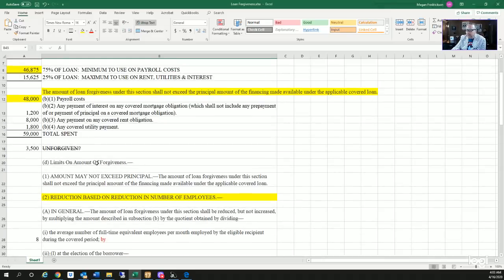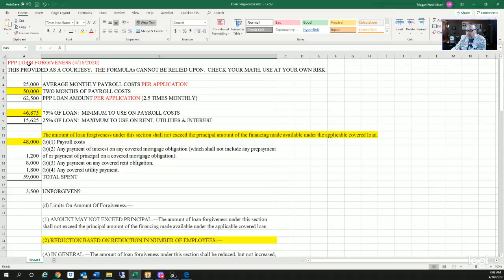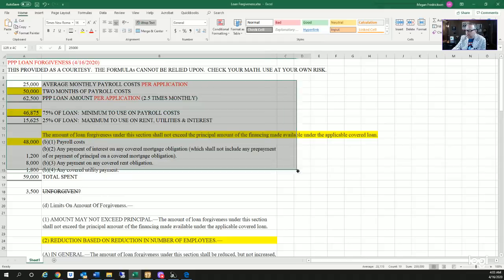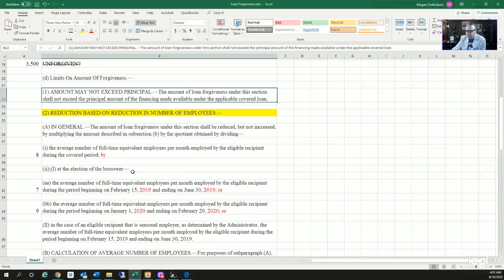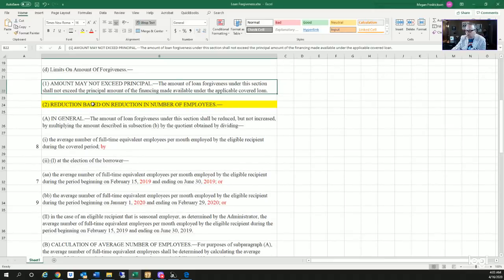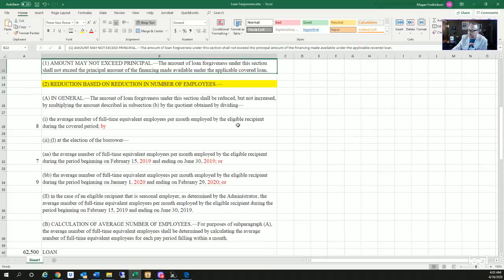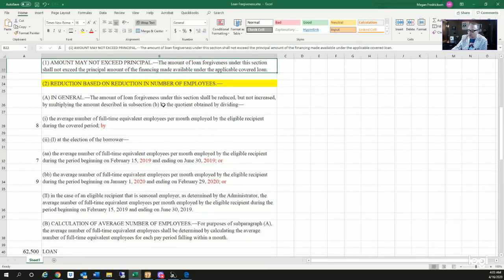So we can't just, I think a lot of us, probably even me included, you think, oh, we're done. Okay, so check it out. I've read through it over and over. The first thing I want you to note here in this section, what's it say? The amount of loan forgiveness under this section shall not exceed the principal amount of the financing made available under the applicable loan. So of course you're not going to be able to forgive more than what you borrowed, right?